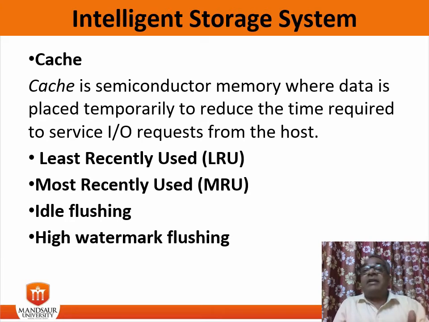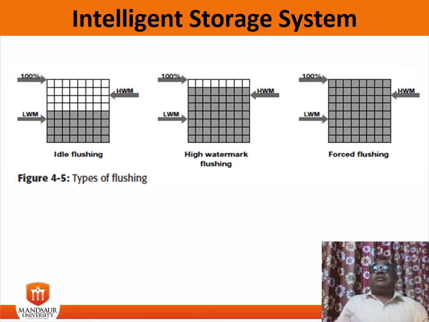As the cache fills, the storage system must take action to flush the dirty pages. Dirty pages means that the data written into the cache but not written onto the disk. Okay, so that type of pages are called dirty pages. To manage the space availability, flushing is the process. So flushing is the process that commits the data from cache to the disk.